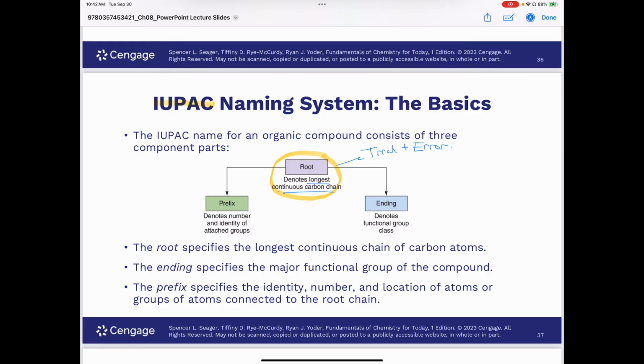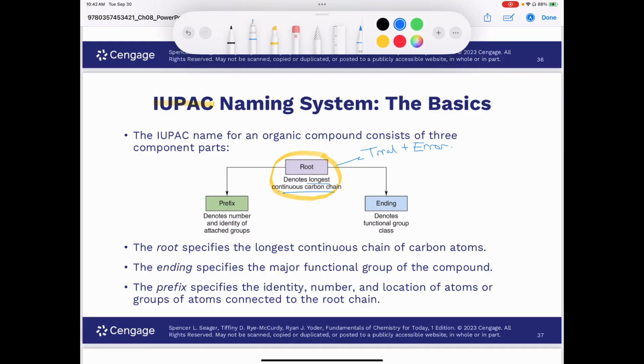Then you're going to use a prefix that denotes the number and identity of different attached groups. And then the ending is going to tell you what kind of functional group is in there, whether it's an alcohol, aldehyde, carboxylic acid, etc. So we have the prefix, we have the root, and then we have the ending. But I always like to start with the root, because we have to start by searching for the longest continuous carbon chain.